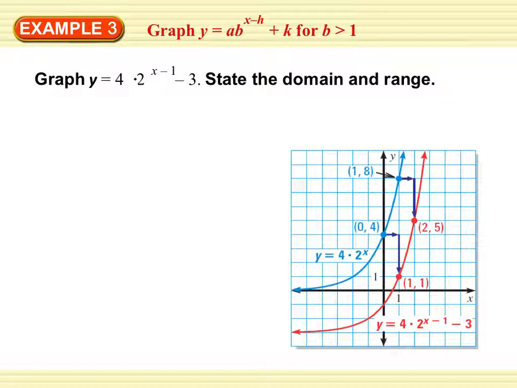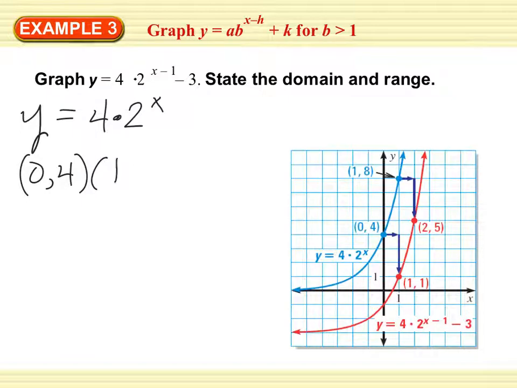Okay, so let's mess with it a little bit. Graph this, state the domain and range. First, we would begin by graphing just the basic y equals 4 times 2 to the x, where the points that I'm interested in are (0, 4) and (1, 8). And if you'll see, I'll graph that in red, blue, (0, 4) and (1, 8). Then we actually want to take that and translate it.